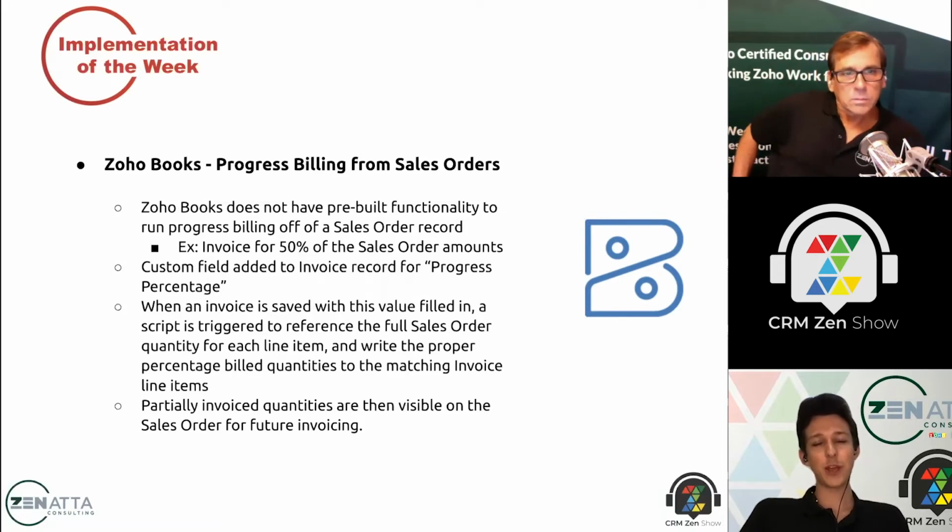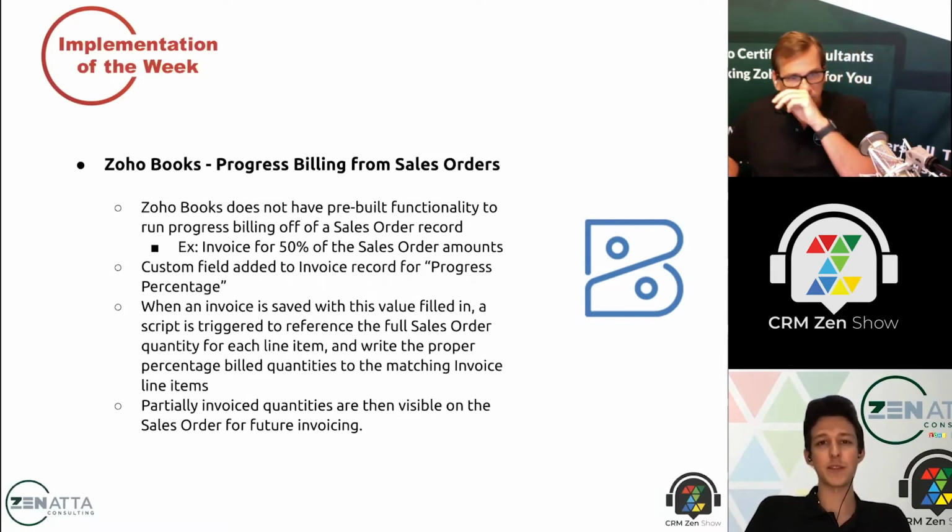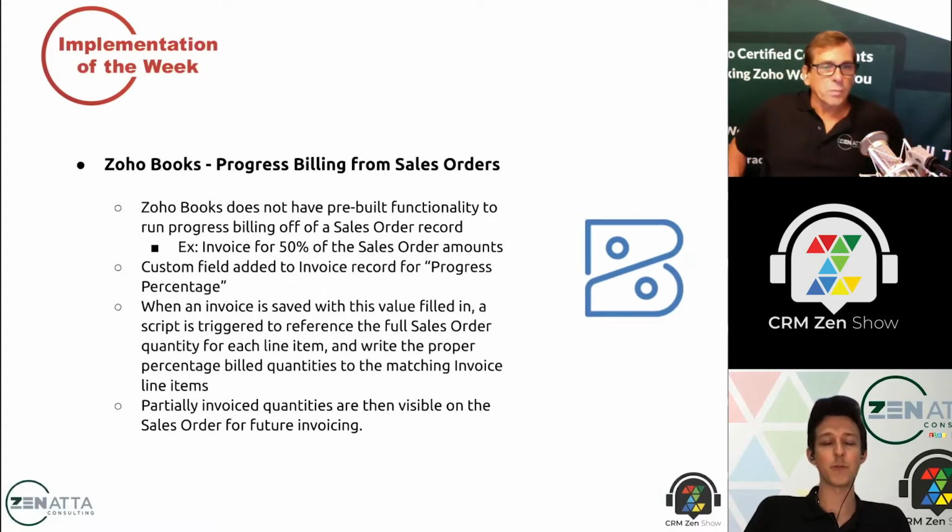And then once you've created all these different progress bill invoices, the partially invoiced quantities roll up to that sales order and become visible there. So that when I go to invoice it again, I can see we've already invoiced 75% of this. So I'll make this last invoice for the remaining 25%.